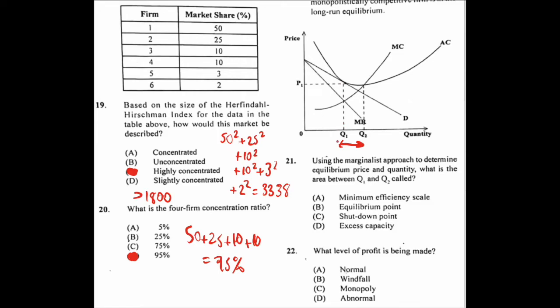So the equilibrium price is P1 and the output is Q1. And then we notice that at output Q1, average cost is actually at its minimum. So at this point, there would be no excess capacity because they're at the lowest cost possible. However, if we go to Q2, you find that it's not at the minimum cost of the AC curve. Therefore, this would mean that there's excess capacity going on between Q1 and Q2, which means that the answer would be D.